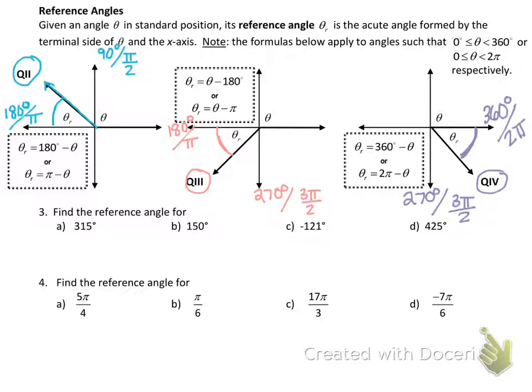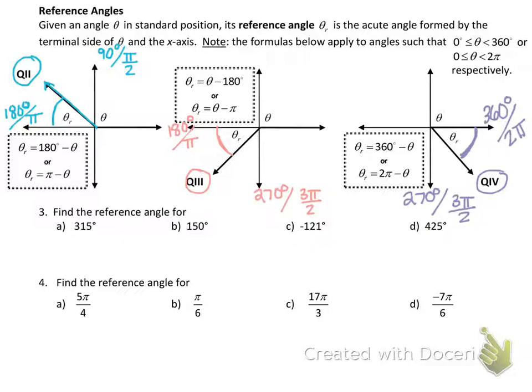Now, the reason why we don't deal with quadrant 1 is because they are themselves their own reference angles. So we don't have to subtract anything from it. We already have that acute angle. We don't have to form it or create it.